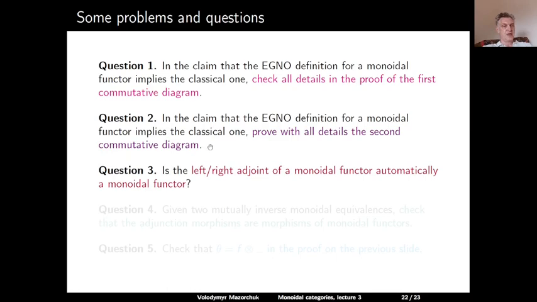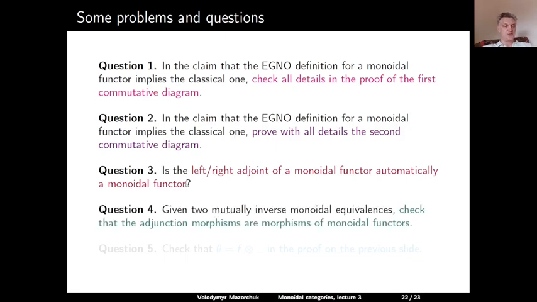Question 3. Is a left or right adjoint of a monoidal functor automatically a monoidal functor? That's a very interesting question to think about. Question 4. Given two mutually inverse monoidal equivalences, check that the adjunction morphisms are morphisms of monoidal functors. And question 5. Check that theta is equal to tensoring with f on the left in the proof on the previous slide.